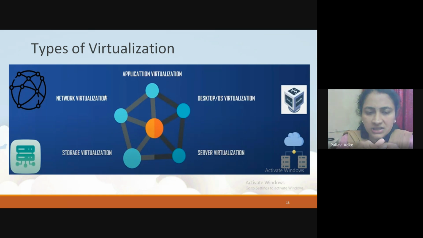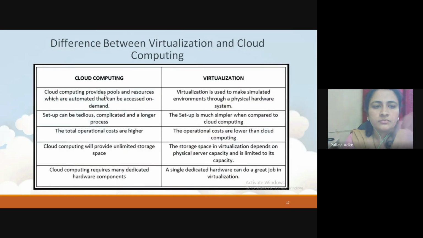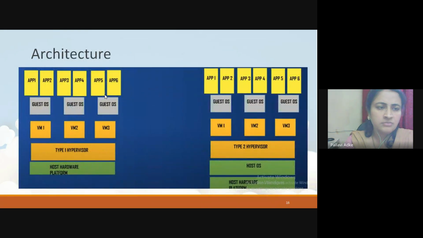Suppose, think about this diagram. These are the application virtualization. I have the hardware system, the hypervisor, the guest OS, and only the applications are virtualized. I am building different applications. Then that is called application virtualization.